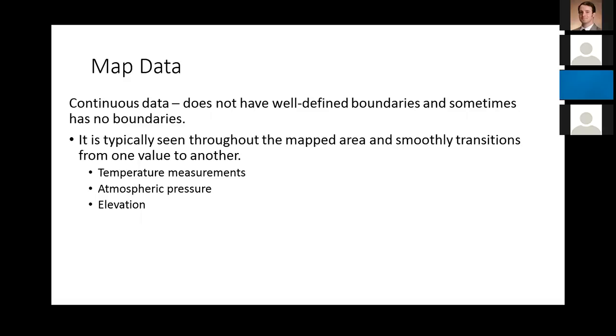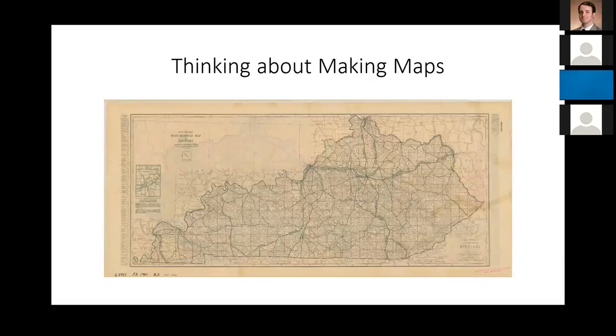And then we also have continuous data. This does not have as well-defined boundaries. Sometimes it has no boundaries. So this would be like a weather map, where you see that progression from 50 degrees to 60 degrees to 80 degrees. Or elevation on a topo map that's just continuously shifting as you study the different areas of the map. And so that's the quick and dirty of different map data and file formats. As we continue with our workshops, we'll go back and talk a little bit more about those.